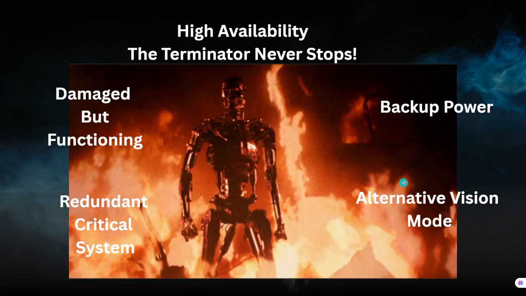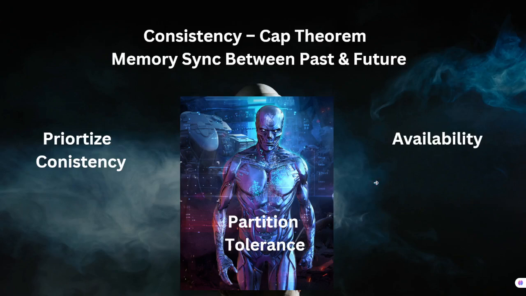The second concept is consistency. The CAP theorem states that in a distributed system, you can't have consistency, availability, and partition tolerance all at once. You must choose two. The Terminator syncs information from the future but operates in the past. However, it sometimes gets out of sync when events change, like John Connor's survival. If it prioritized consistency, it would have to pause every action to confirm that the future still matches its mission parameters. Instead, it prioritizes availability and partition tolerance by continuing its mission even if data is incomplete or changing.